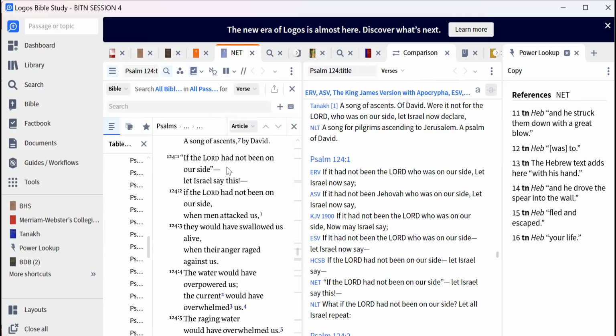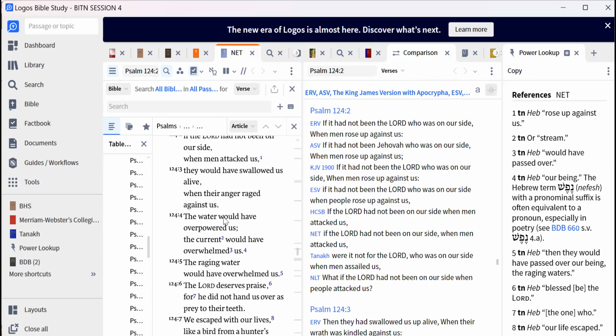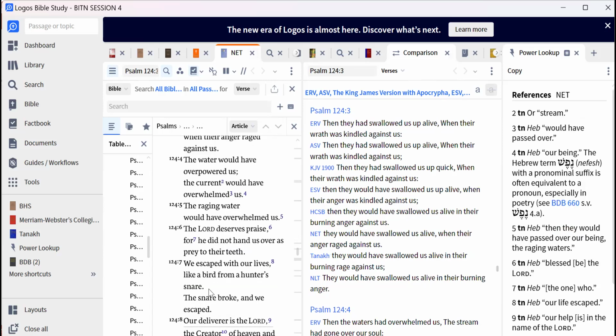Okay. So if the Lord had not been on our side, let Israel say this: if the Lord had not been on our side, when men attacked us, they would have swallowed us alive when their anger raged against us. Mark those words. We're going to come back to that. The water would have overpowered us. The current would have overwhelmed us. Raging water would have overwhelmed us.